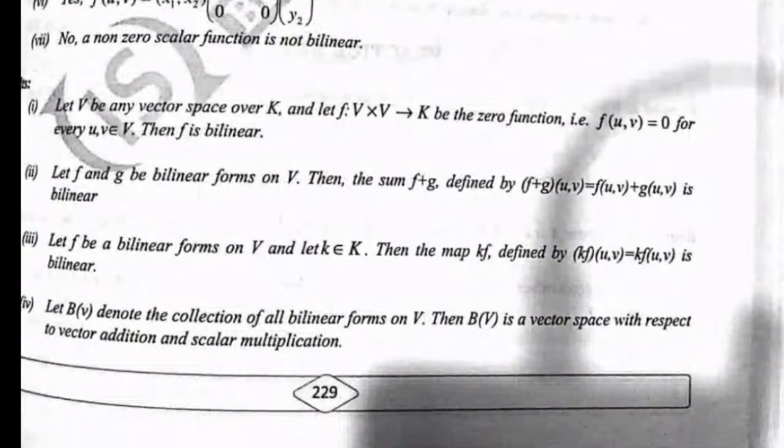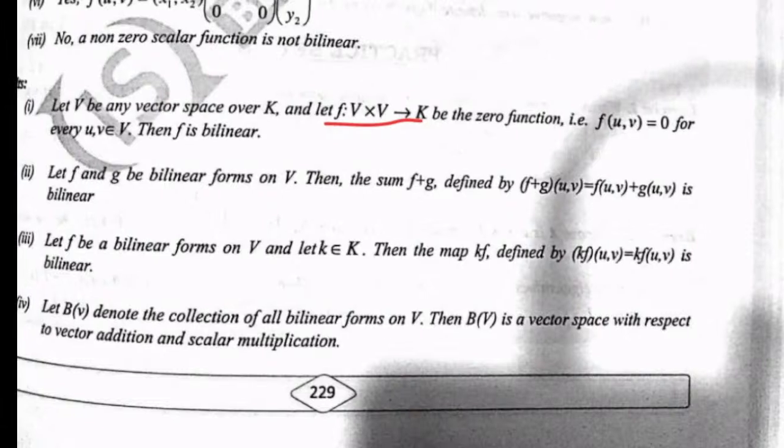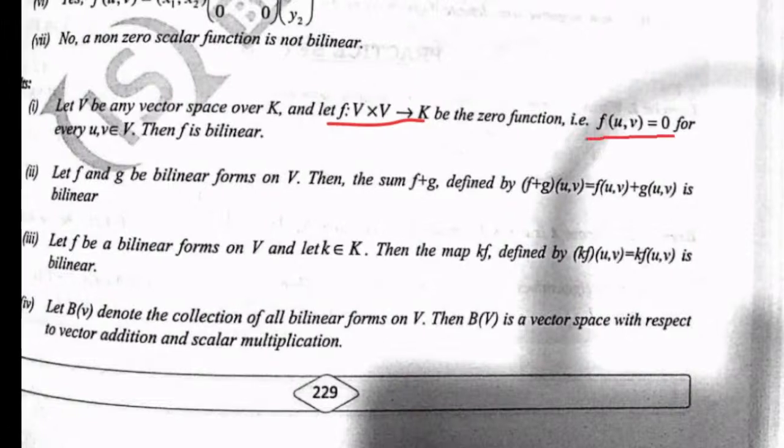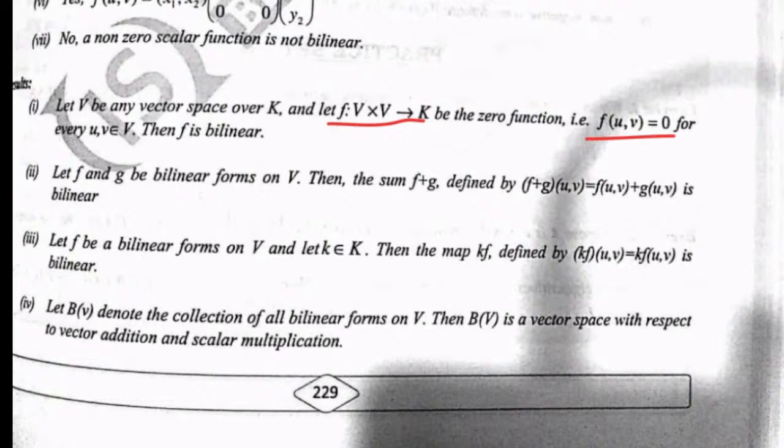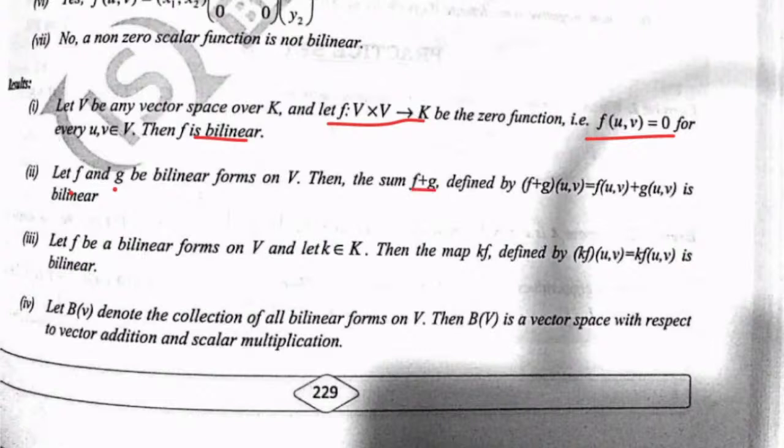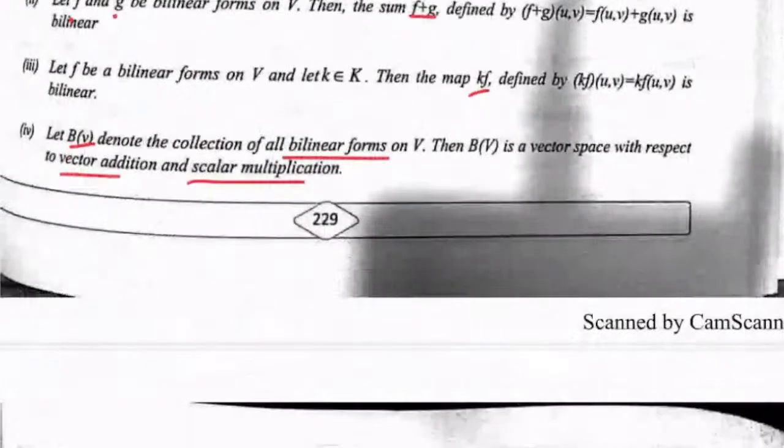Here let V be any vector space over K. Let f be the zero function. As in the example, we can say that f of u comma v is equal to 0 is bilinear. If f and g are bilinear, then the sum f plus g is bilinear, and scalar multiplication is also bilinear. Let B of V denote the collection of all bilinear forms. Then B of V is a vector space with respect to vector addition and scalar multiplication. So the collection of all bilinear forms is again a vector space itself.